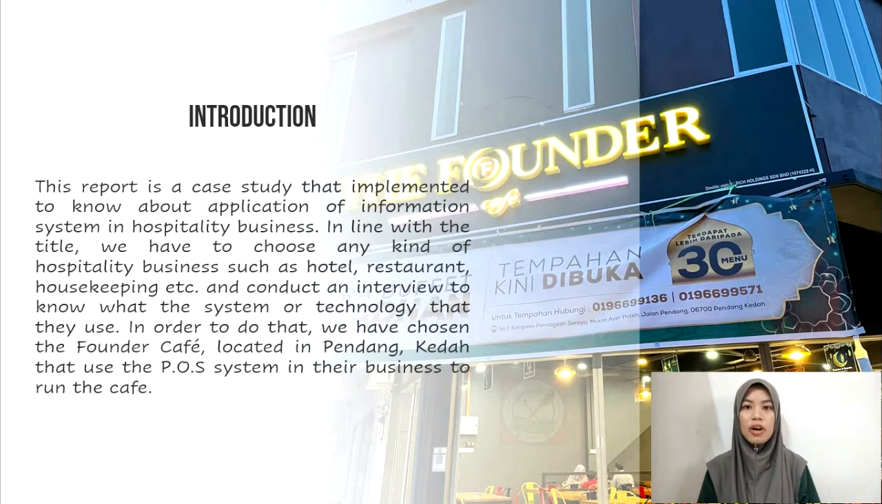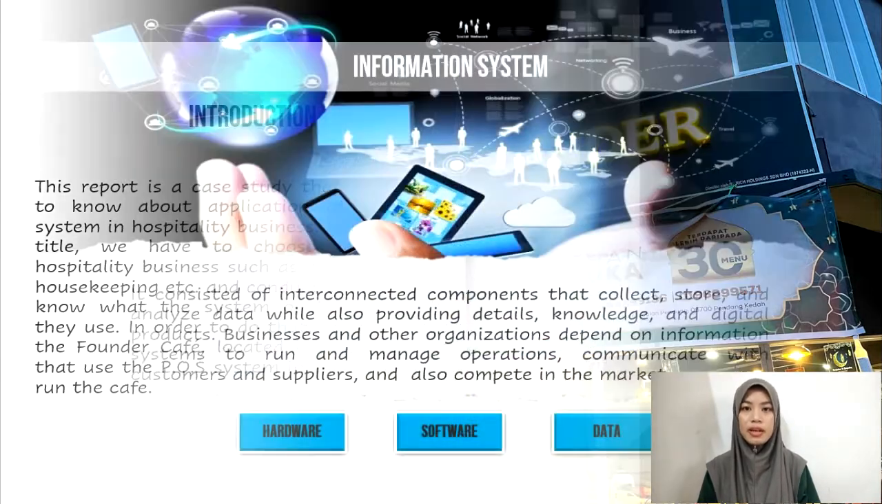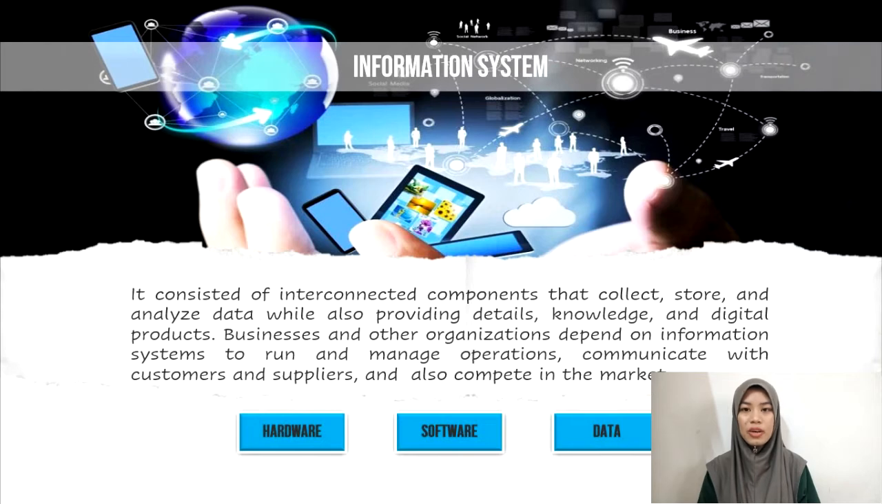It consists of interconnected components that collect, store and analyze data while also providing details, knowledge and digital products. Businesses and other organizations depend on information systems to run and manage operations, communicate with customers and suppliers, and also compete in the market. There are three components in an information system.